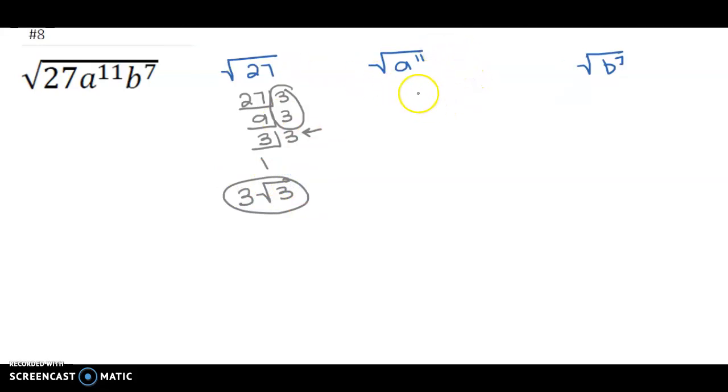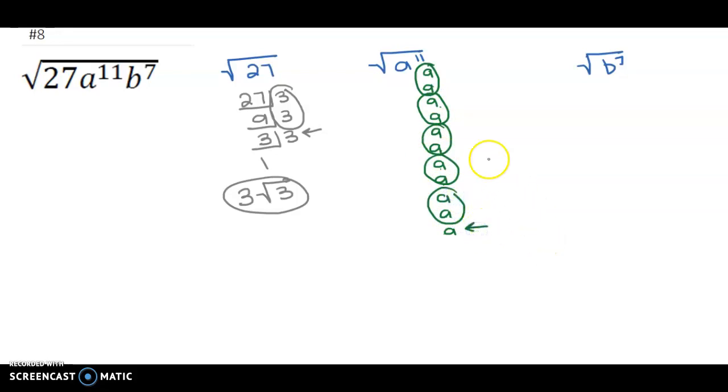Now my a to the 11th, I'm just going to write this all down. This is a times a, 3 of them, 4 of them, 5 of them, 6 of them, 7, 8, 9, 10, 11. So 1, 2, 3, 4, 5, 6, 7, 8, 9, 10, 11. And I'm going to pair them up. So here's a pair, and a pair, another pair, another pair, and another pair, and I have one that's left over.